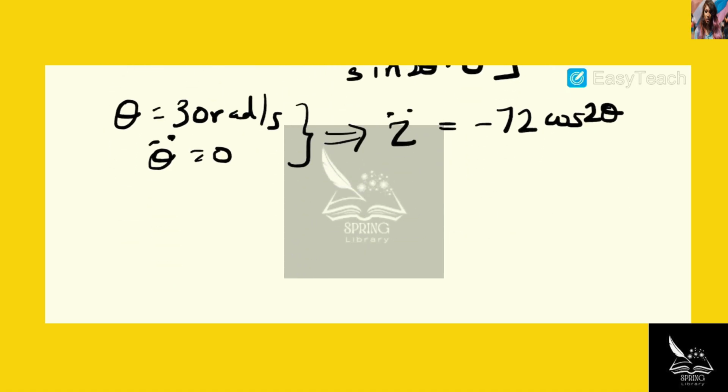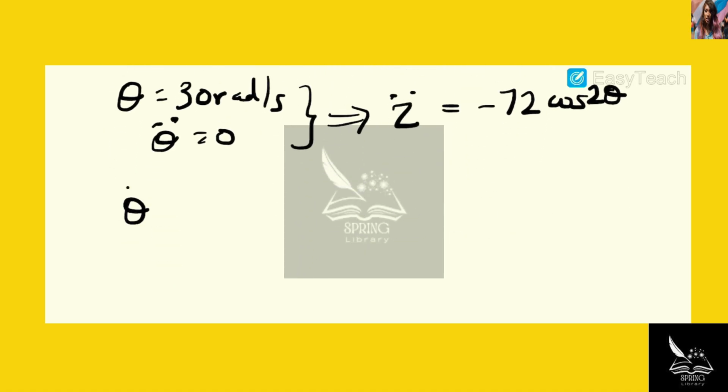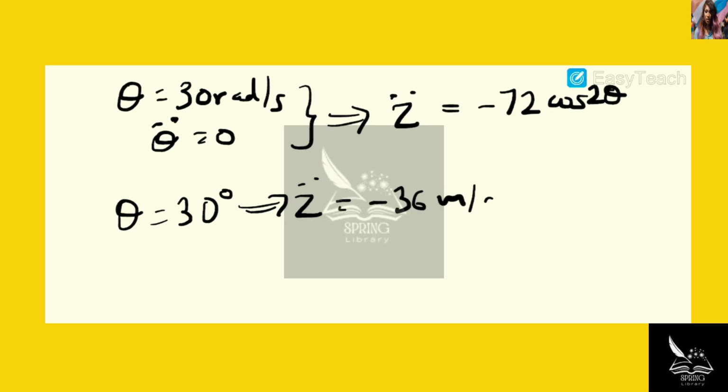So we can go ahead and plug in for our theta. We know our theta is equal to 30 degrees, and this gives us a z double dot that's equal to negative 36 meters per second squared.